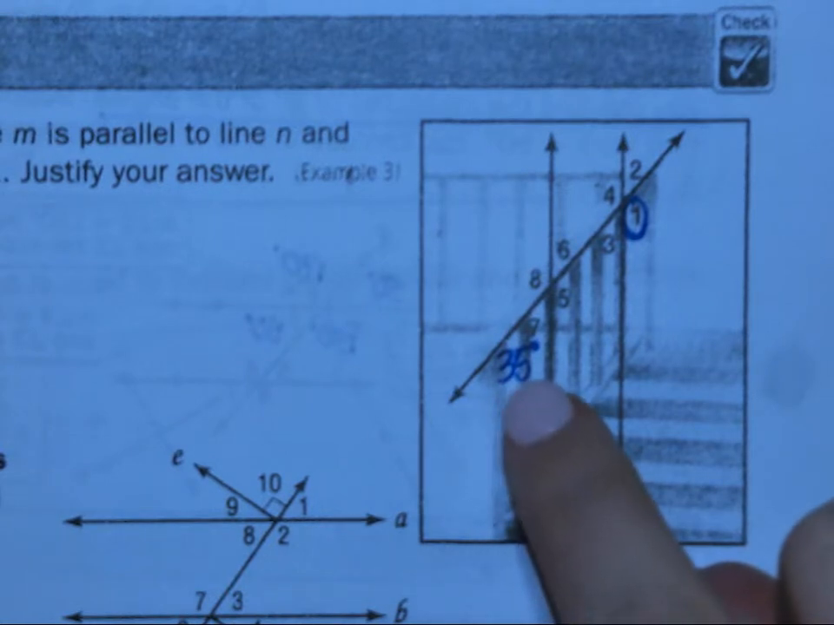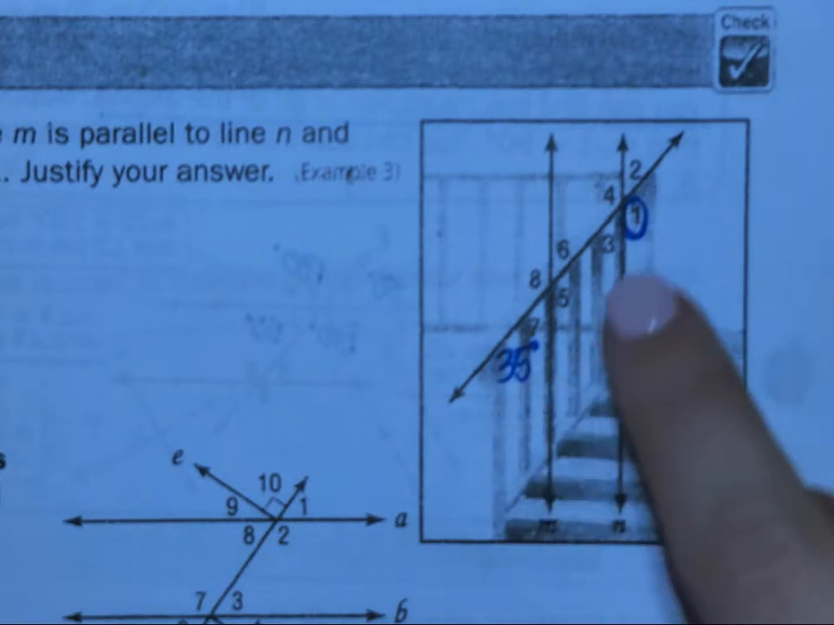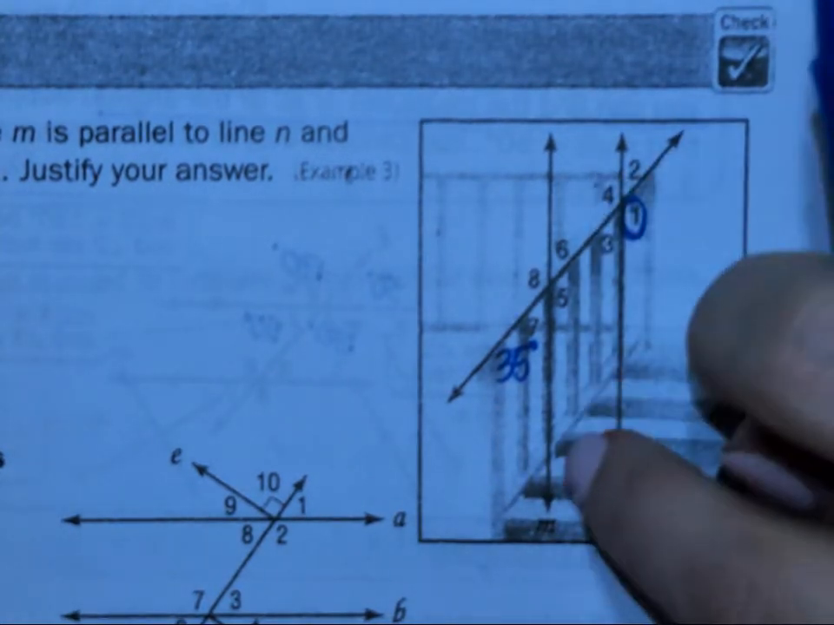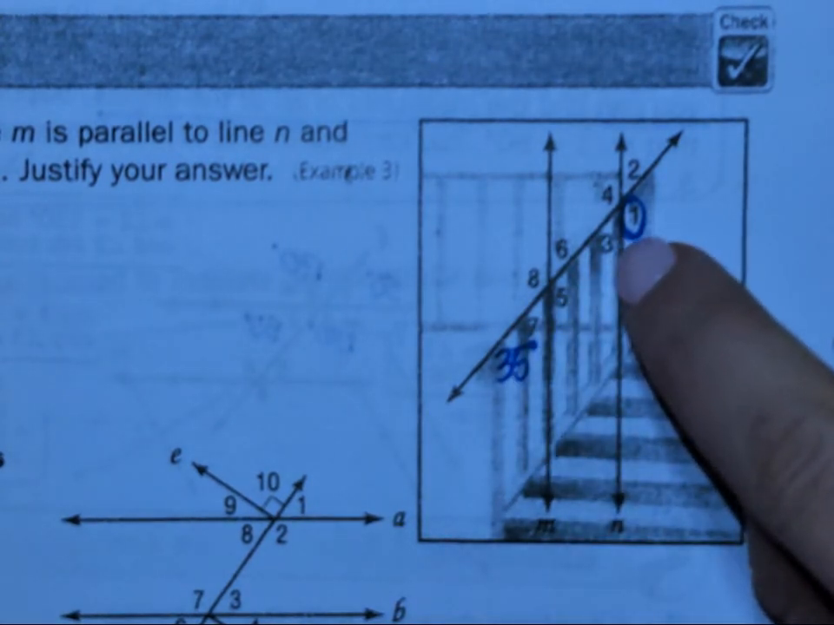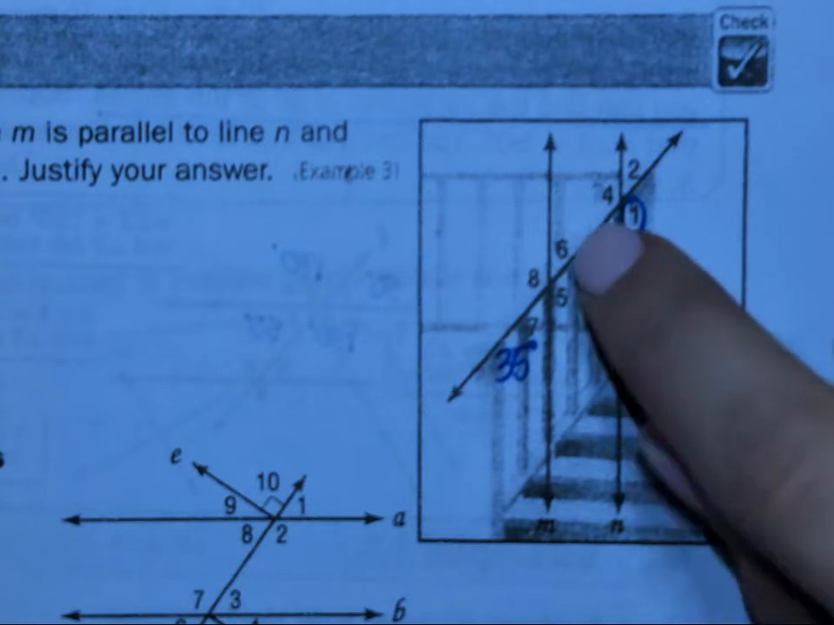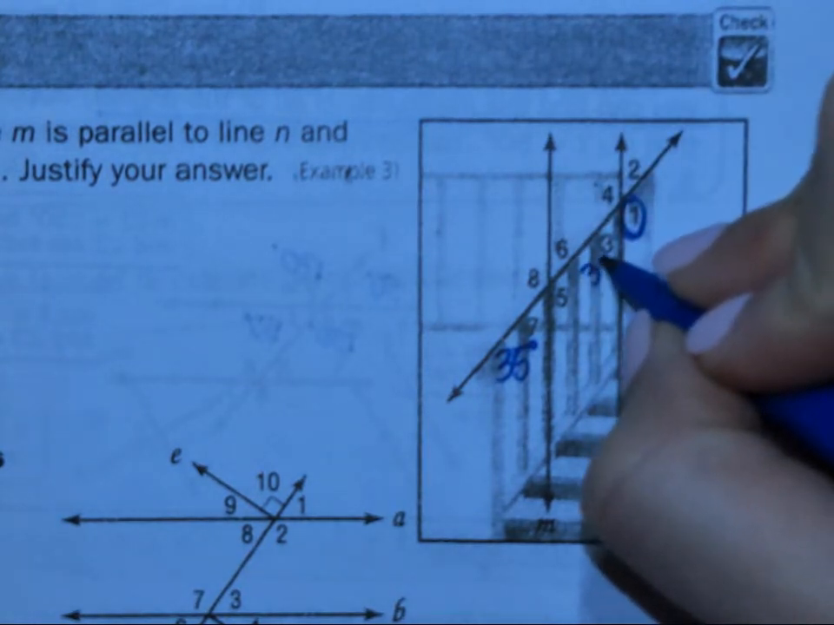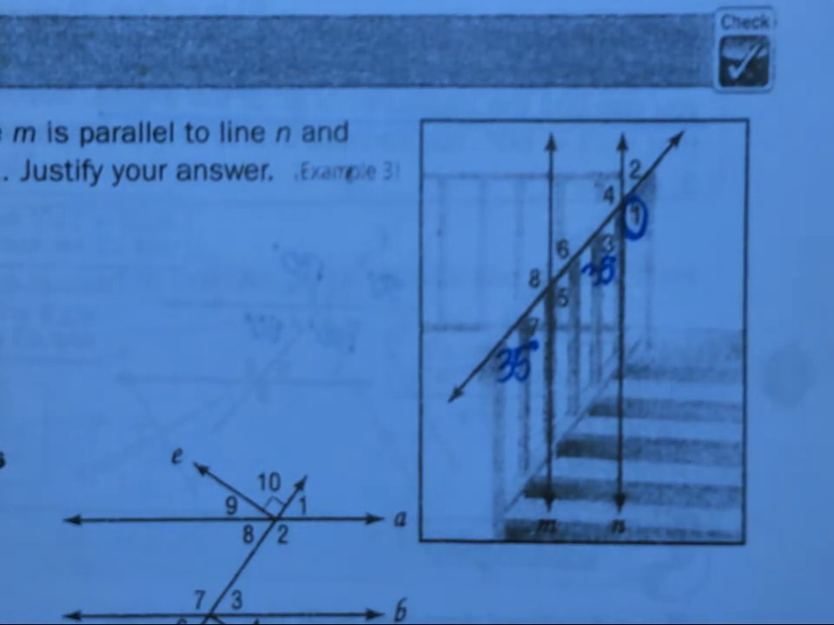35? Are they corresponding angles? Not quite. What is the corresponding angle to angle 7? Angle 3, right? If I cut this in half and put them on top of each other, angle 7 and angle 3 are in the same exact spot. You see that? So that means they have the same measure. So angle 3 is 35 degrees. Now can I find angle 1? I can. How can I find it?